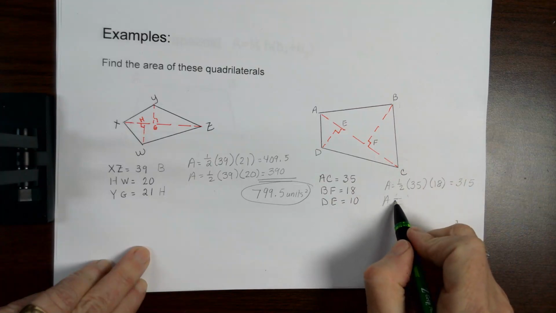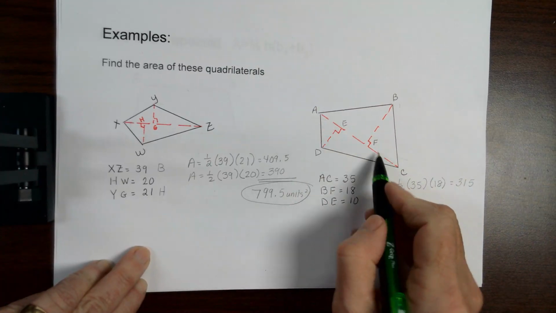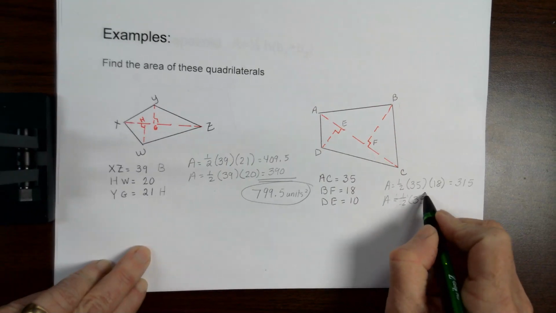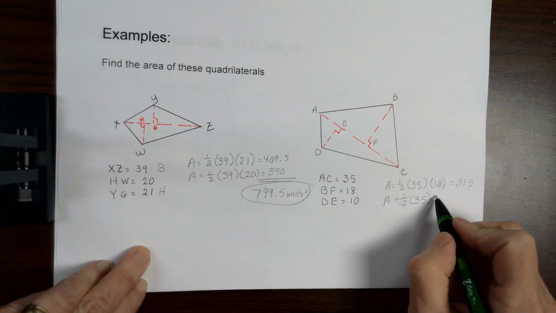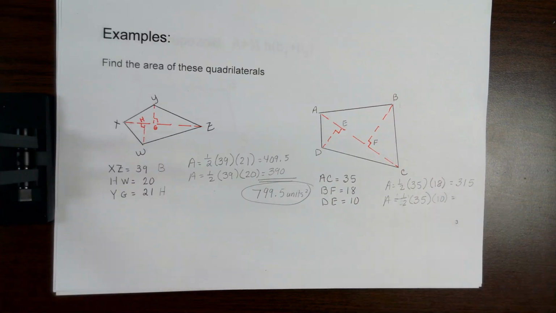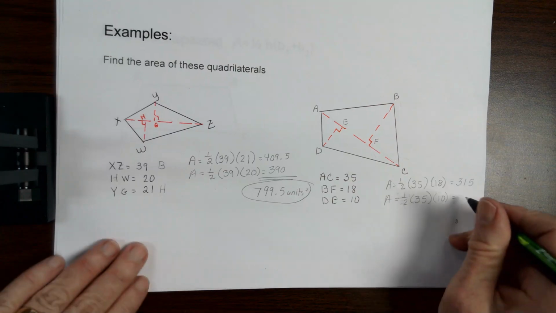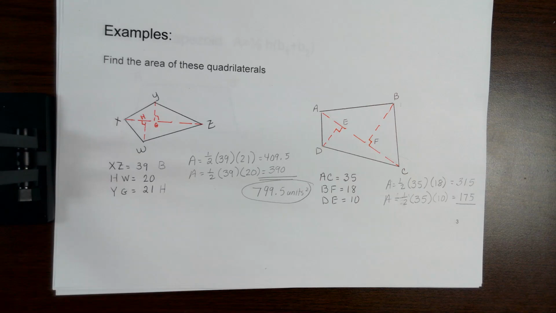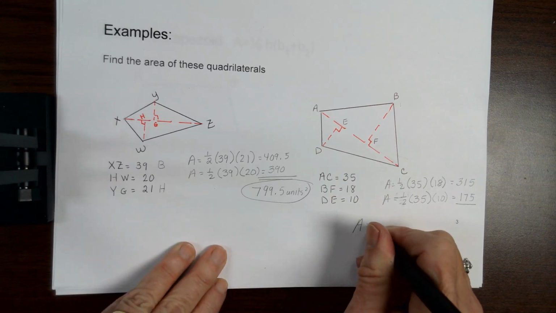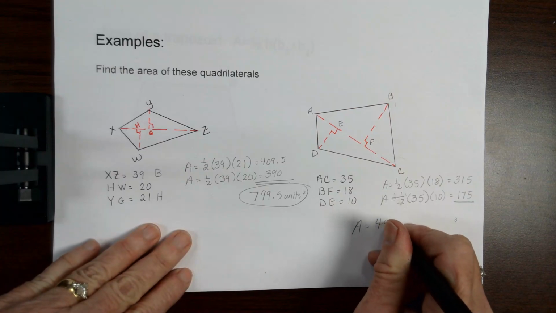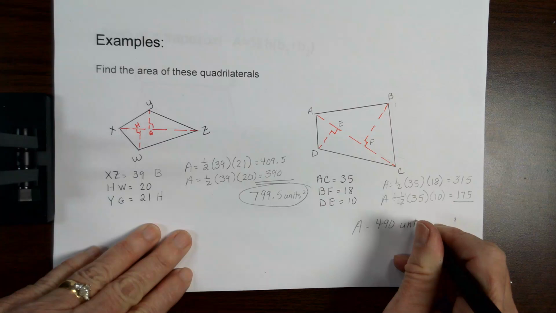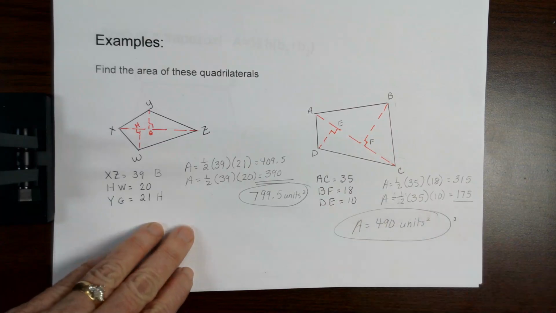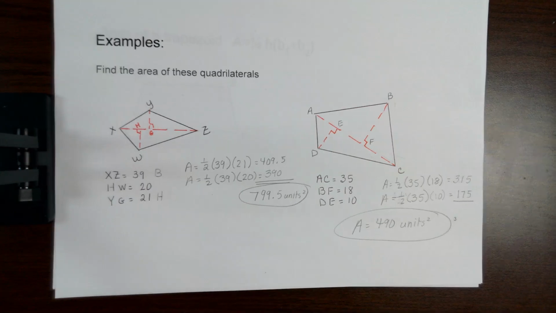And then the area of this bottom part, I have 1/2. The base is going to be the same. The base is still 35, because that's the base of both of them. The height is going to be DE, which is 10. So I'm going to have 0.5 times 35 times 10, and it's going to give me 175. I have to add those together to get a total area of that quadrilateral of 490 units squared. So you're breaking it up into its individual triangles and then adding it together.